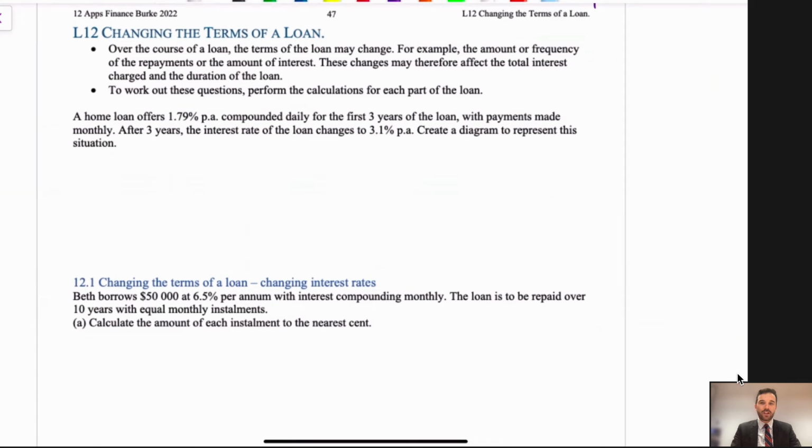So first thing, changing the terms of a loan. Over the course of a loan, the terms of the loan may change. For example, the amount or frequency of the repayments or the amount of interest being paid. These changes may therefore affect the total interest charge and duration of the loan. To work out these questions, perform the calculations for each part of the loan.